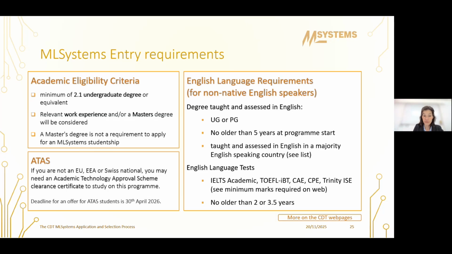We have English language requirements as well. If you're a non-native English speaker, you will need to prove that you have a degree that has been taught and assessed in English with some criteria to be respected. Or you will need to provide an English language test. Our website has a list of the English language tests that are accepted, and you can find out more information about these. If you are not an EU, EEA or Swiss national, you may need an ATAS, which is an Academic Technology Approval Scheme clearance certificate, to study on this program. So that will apply to some of you as well.